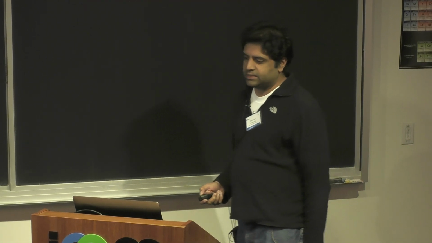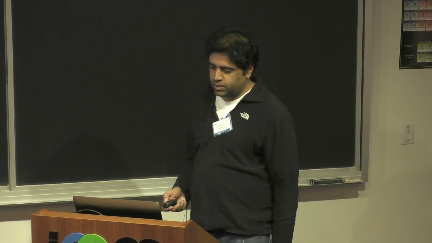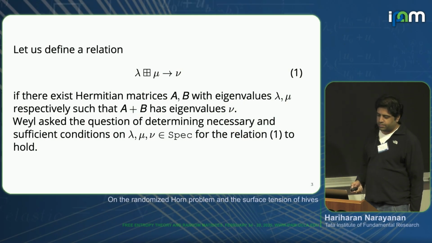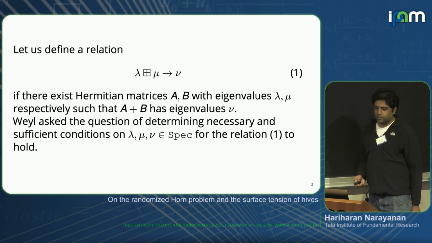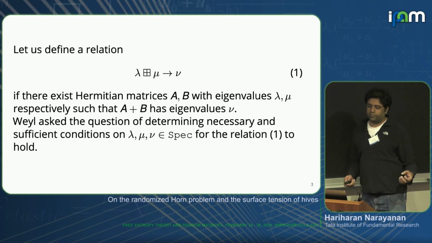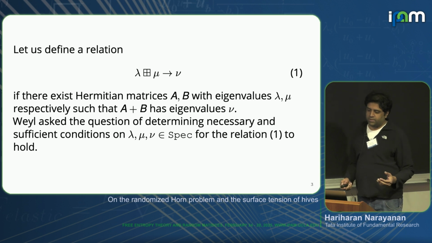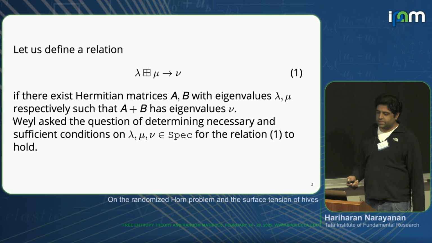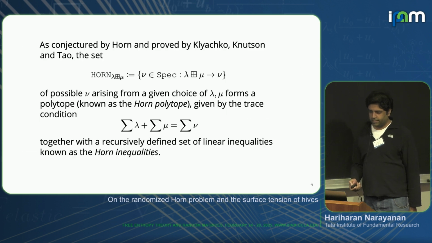We'll define a relation lambda plus mu goes to nu if there exist Hermitian matrices A, B with eigenvalues lambda, mu respectively, such that A plus B has eigenvalues nu. So Weyl asked the question of determining necessary and sufficient conditions on lambda, mu, nu belonging to the cone of eigenvalues, where we take the eigenvalues in non-increasing order, for the relation to hold. These are all going to be real because the matrices are Hermitian.